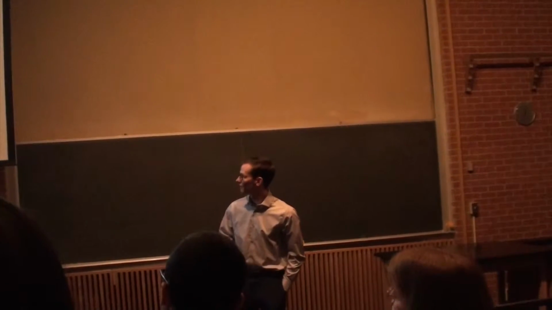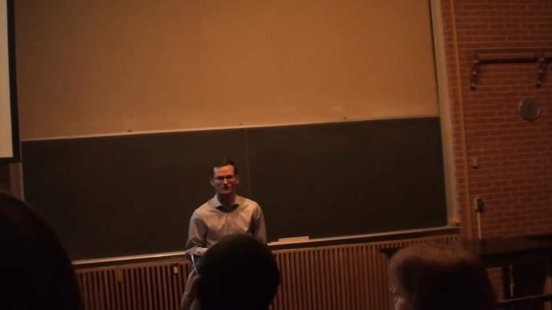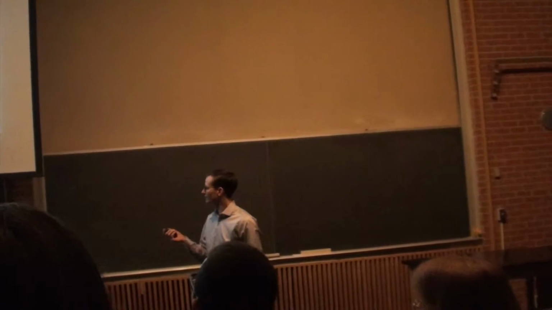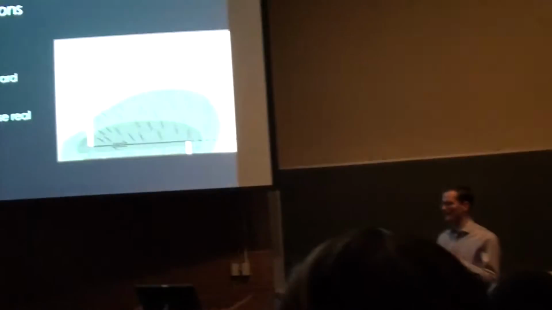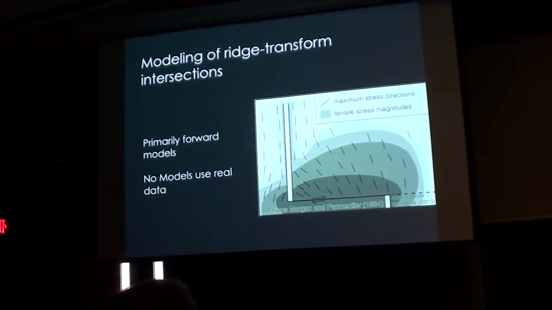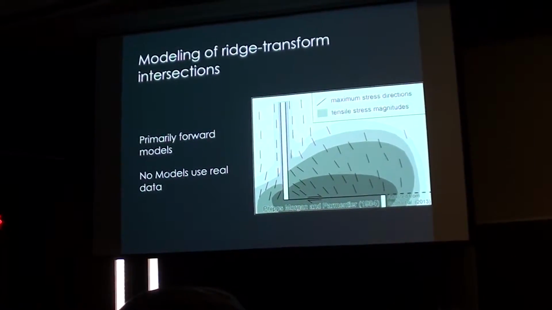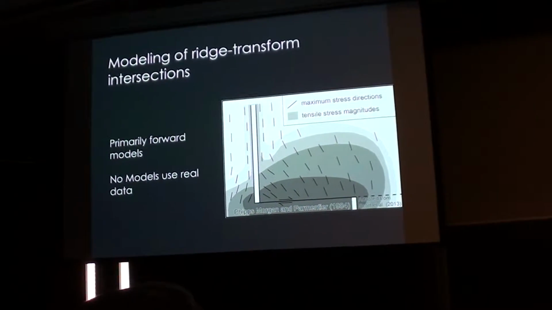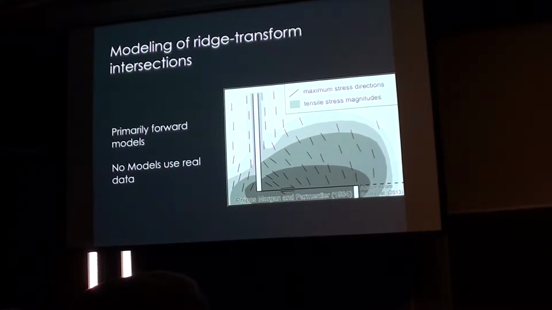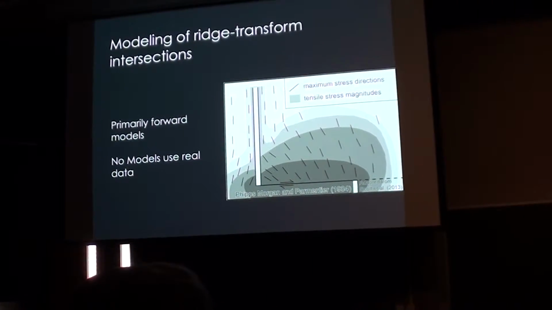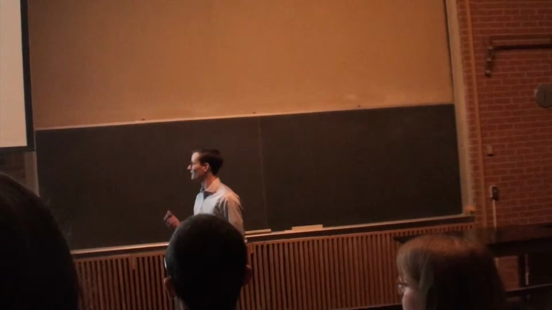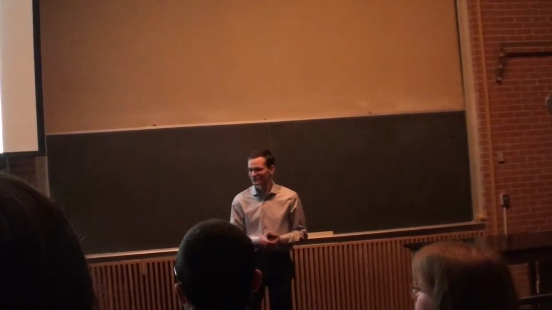And so primarily all the models of ridge transform intersections have been forward models that apply conditions and try to get what the stresses would look like in an actual ridge transform intersection. And none of these use real data. So we wanted to use real data in our analysis, but it's hard to get data of ridge transform intersections since they're on the bottom of the ocean. And so that's where we use an ophiolite.